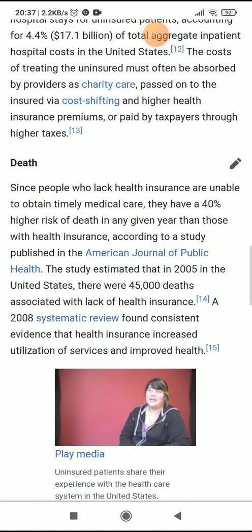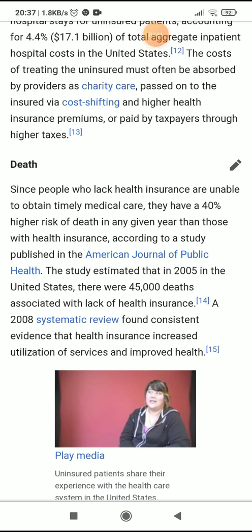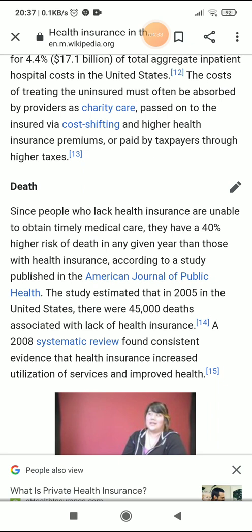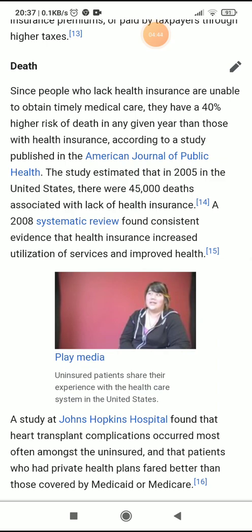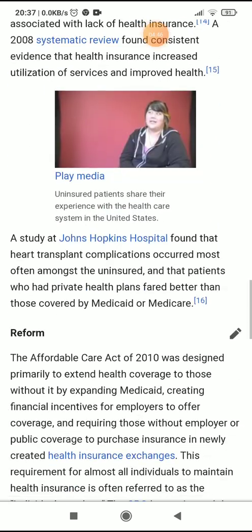Death. Since people who lack health insurance are unable to obtain timely medical care, they have a 40% higher risk of death in any given year than those with health insurance, according to a study published in the American Journal of Public Health. The study estimated that in 2005 in the United States there were 45,000 deaths associated with lack of health insurance. A 2008 systematic review found consistent evidence that health insurance increased utilization of services and improved health.